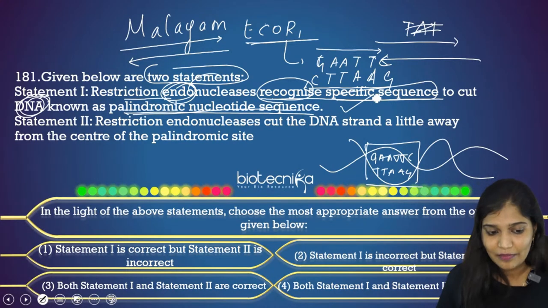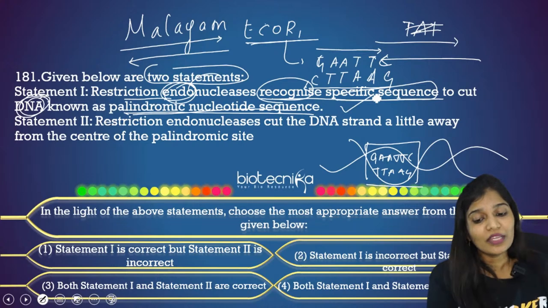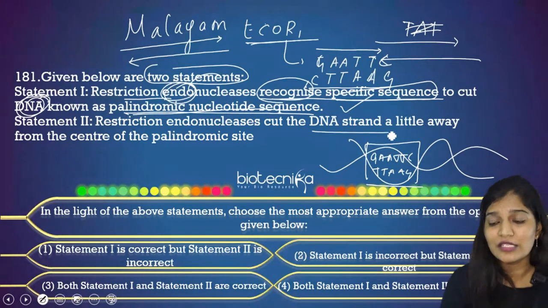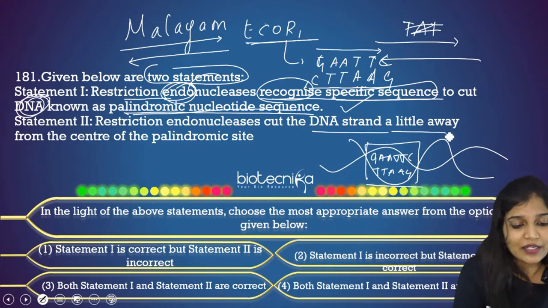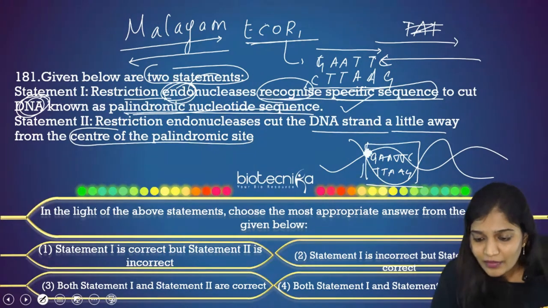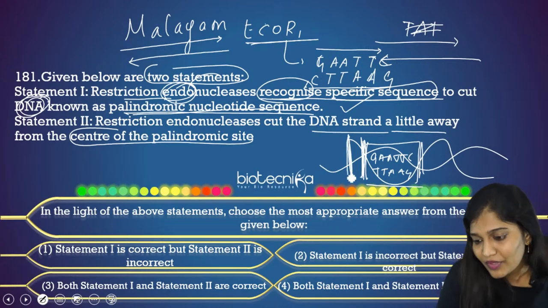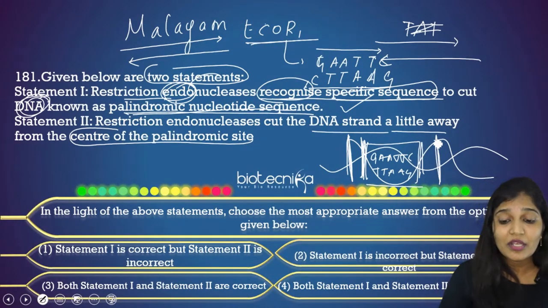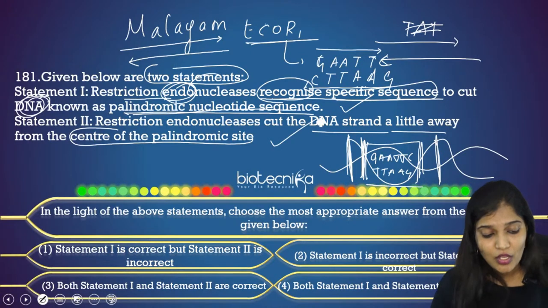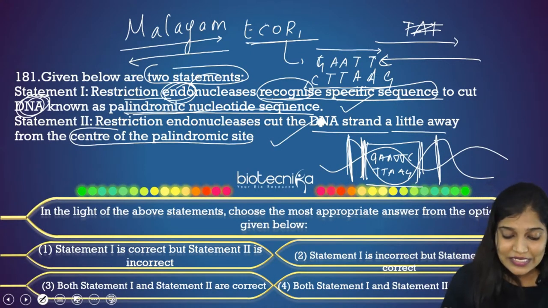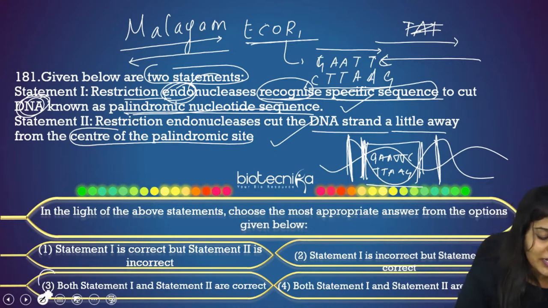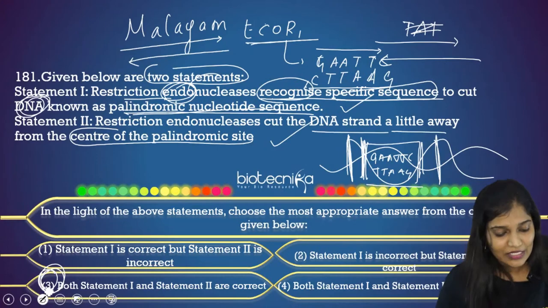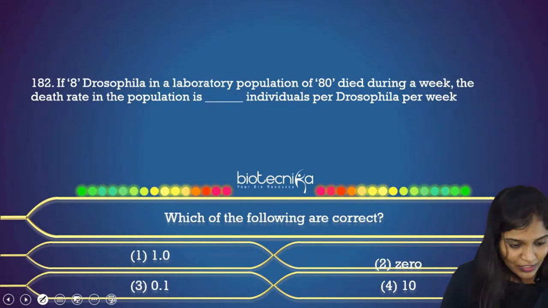Let's look for the second statement. Restriction endonucleases cut the DNA strands a little away from the center. Yes, very important. It doesn't come and cut at this area. It actually cuts before, a little away from the palindromic sequence. So this statement is also going to be the correct statement. So the answer for this question is statement 1 and statement 2 are correct. So the correct answer is going to be option number 3. Yes. Let's look for the next one.